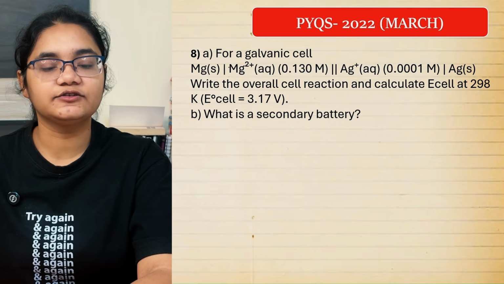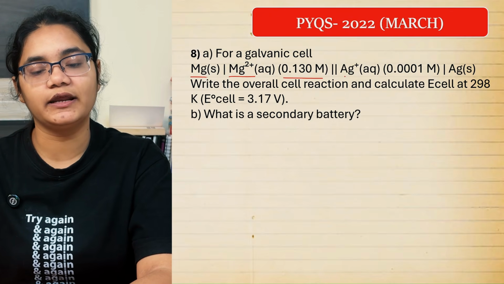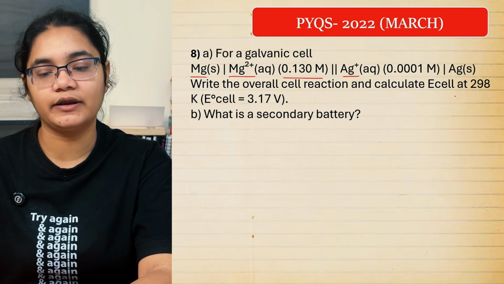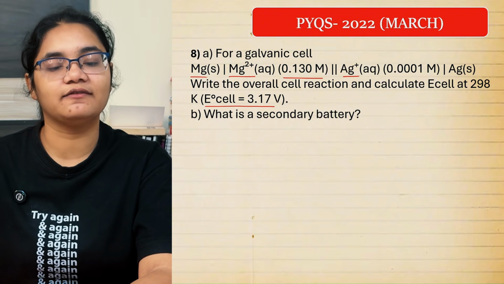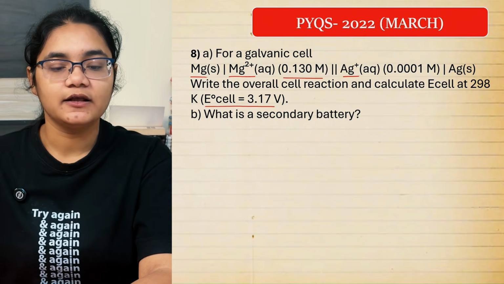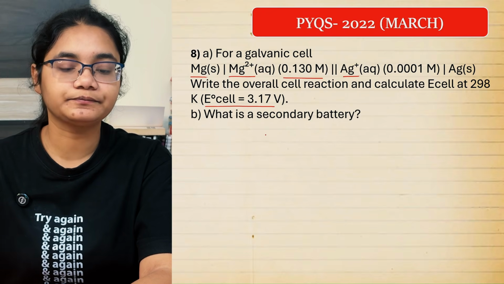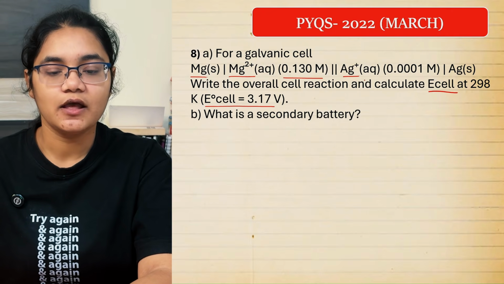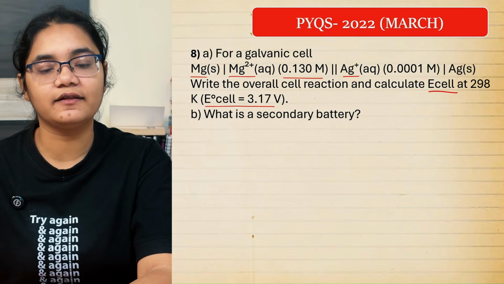Next is for a galvanic cell, Mg to Mg2 plus gives 0.13 molar, Ag plus to Ag. Write the overall cell reaction and calculate the E of the cell at 298 Kelvin. E naught of the cell value is already given to you. Now if you want to calculate E of the cell, we will again use Nernst equation, right? So for using Nernst equation, I'll first need to write the reaction here.